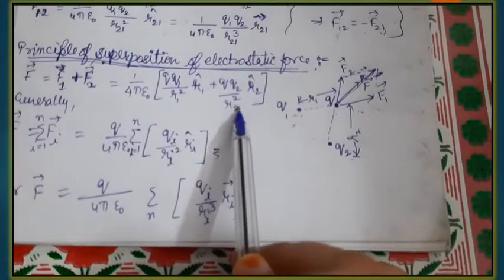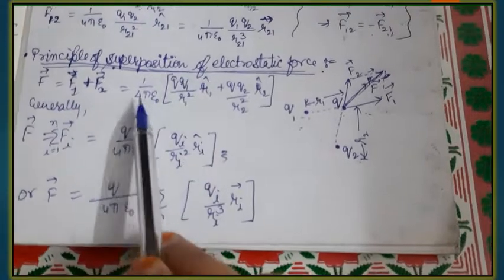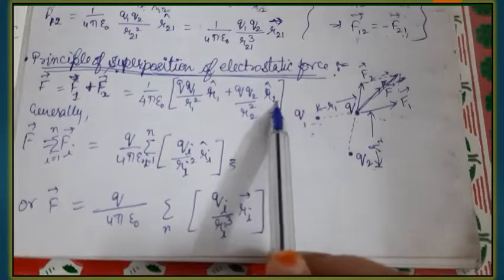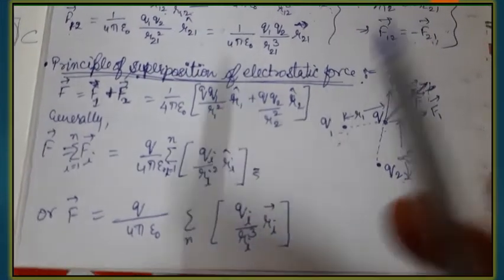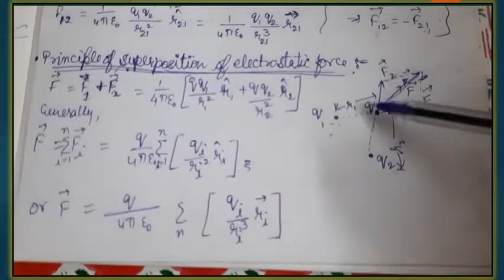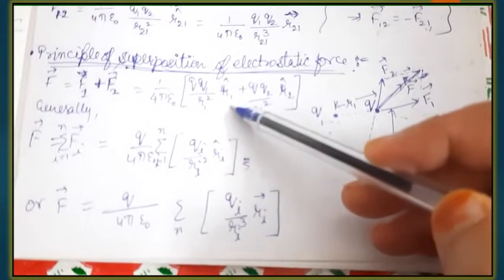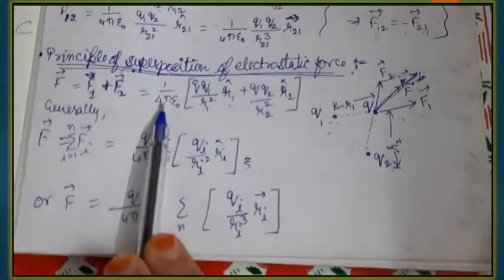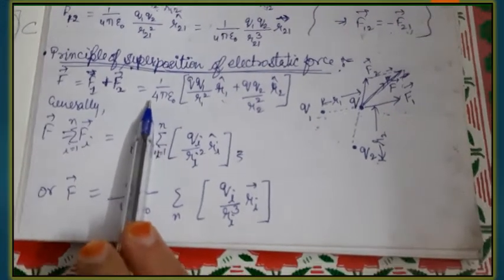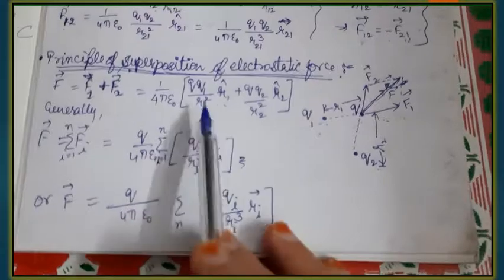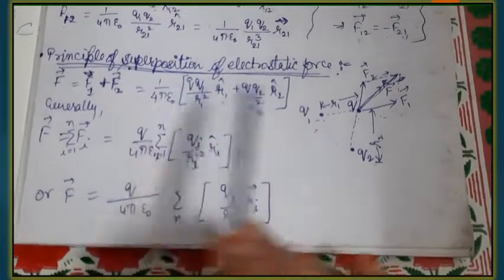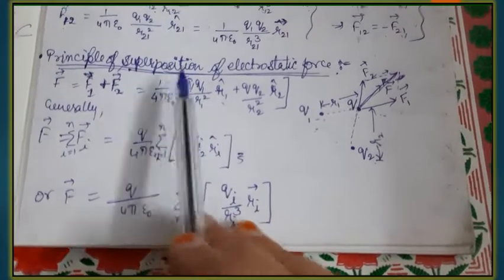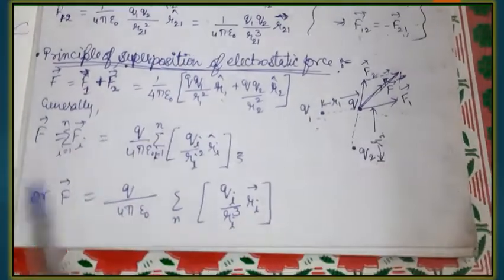Similarly, F2 is 1 upon 4 pi epsilon naught q into q2 upon r2 square, r2 cap, where r2 cap is the unit vector along force F2, and r1 cap is the unit vector along force F1. So in this way, after taking 1 upon 4 pi epsilon naught common out of the two terms, we have this expression. We can also take q common. If there is a single charge on which we are determining the force, then we can take q common. So this is specifically for these two forces.